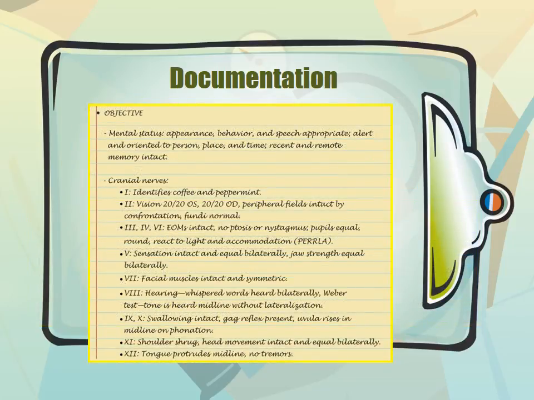Documentation as far as the cranial nerves and the mental status. We want to make sure that their mental status, their appearance, their behavior, and their speech is appropriate, that they're alert and oriented to person, place, and time. They have recent and remote memory intact. Their cranial nerves we would write out, and we would put what we did in order to test them and whether or not they were intact.